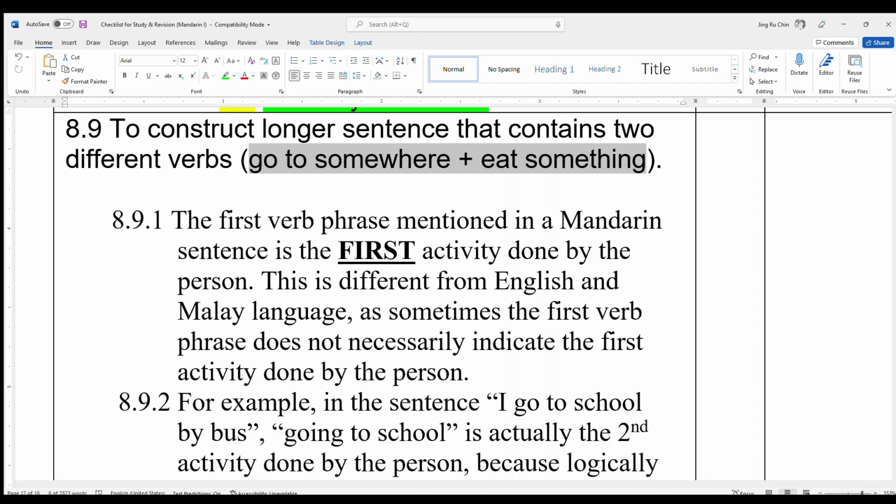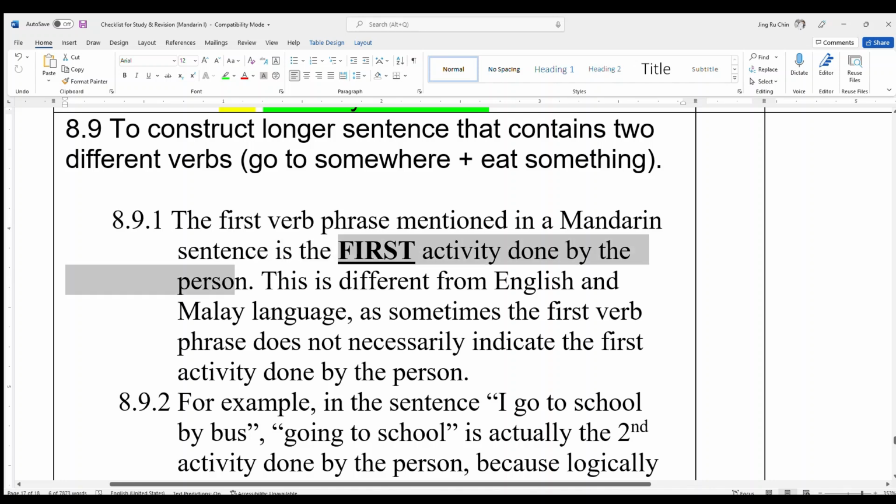Let me ask you. Which action did I do first? Perkara mana yang saya buat dulu? I go somewhere first or I eat something first? Think carefully. The answer should be go somewhere first. Very good. If you think logically, the meaning of the sentence already tells you that the person goes somewhere first, then only he eats something. So go somewhere is the first activity done by the person.